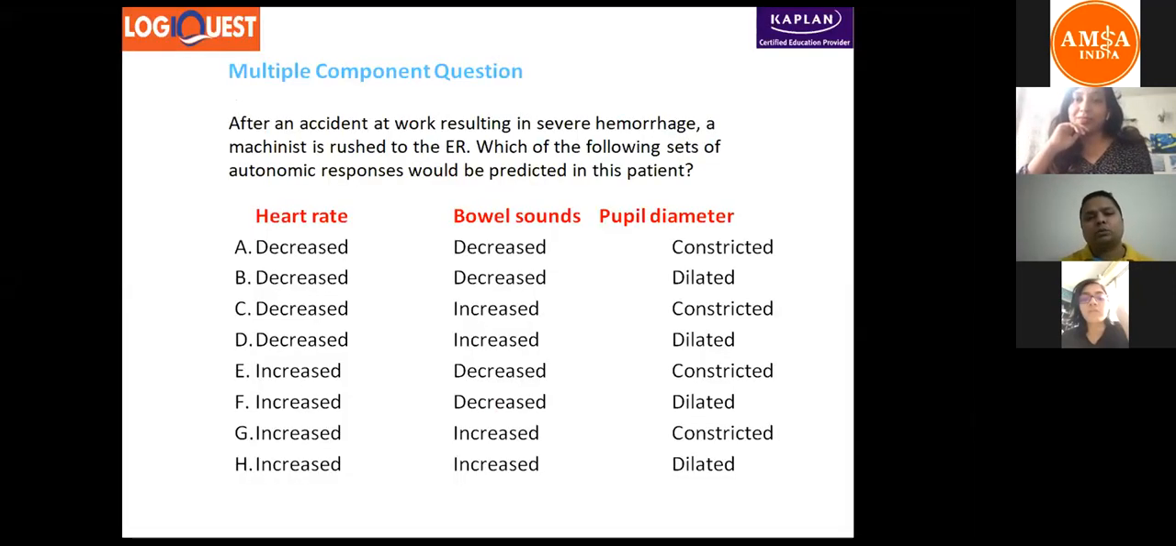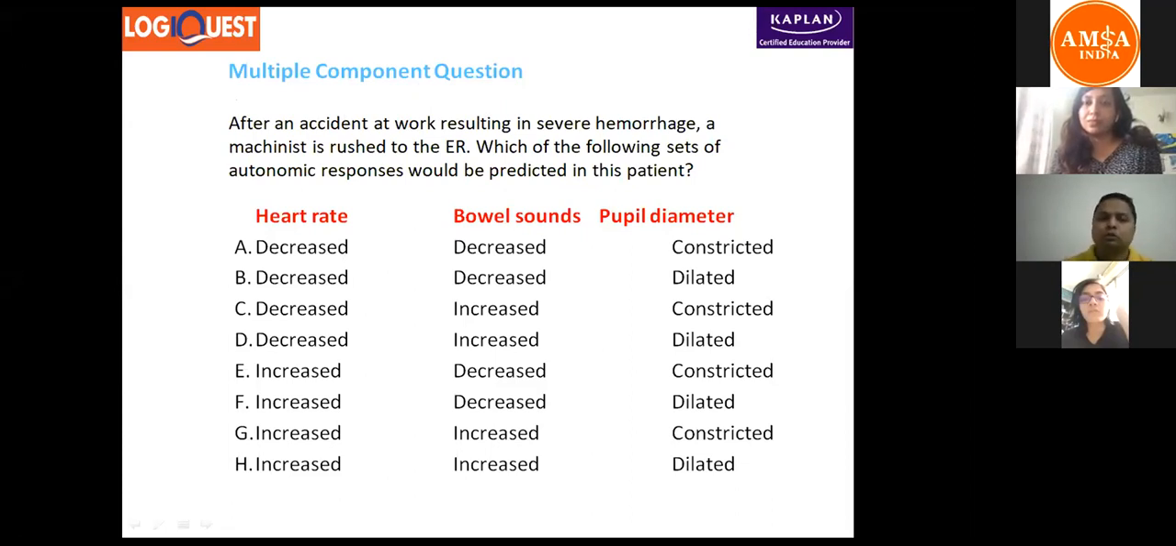If I have to discuss with you the next question type, now this kind of question, typically we have seen students looking at this, it looks quite tough for them to answer. For example, after an accident at work resulting in severe hemorrhage, a machinist is rushed to the ER. Which of the following sets of autonomic responses would be predicted in this patient?